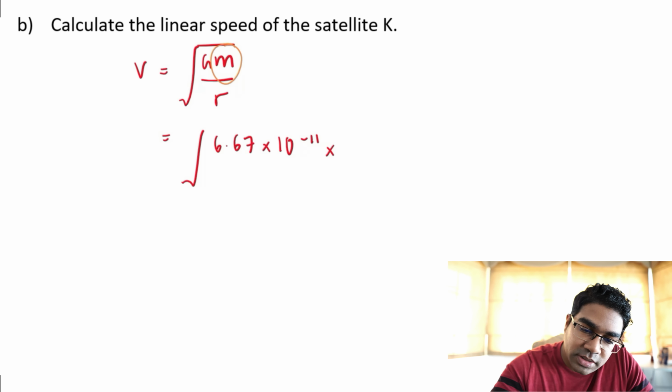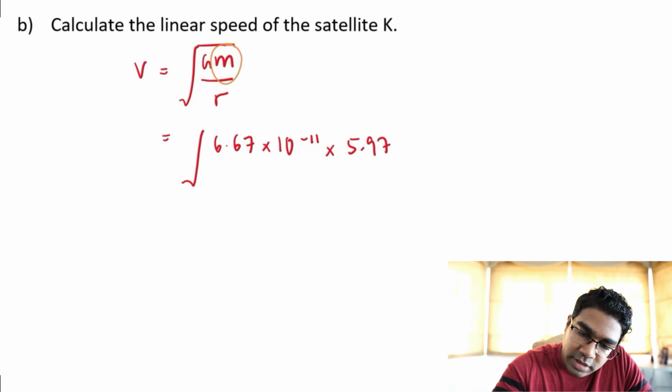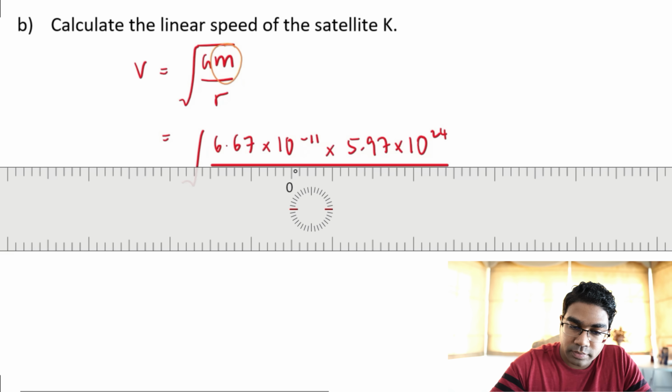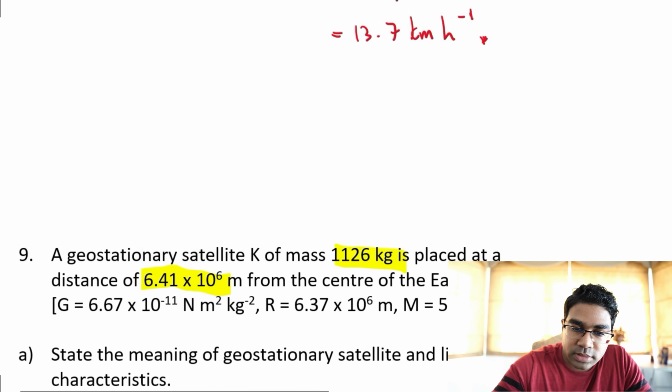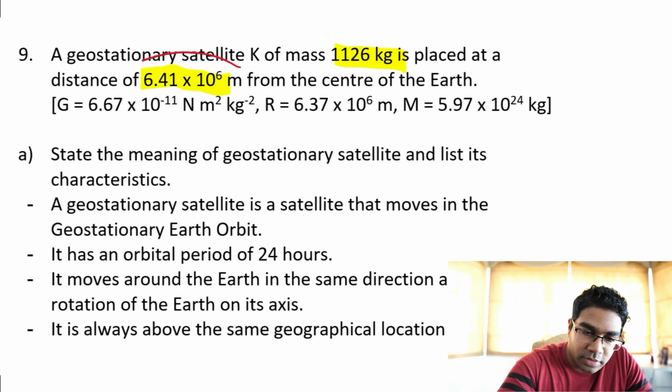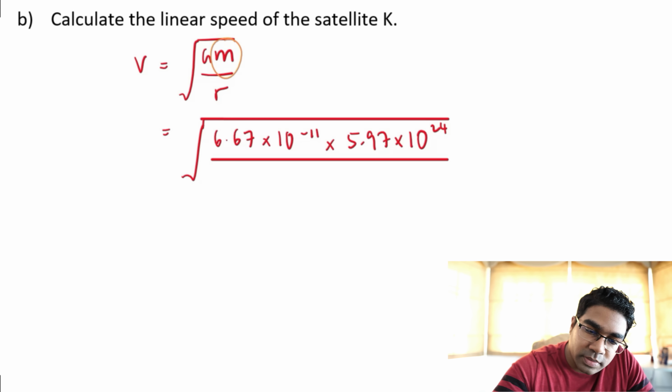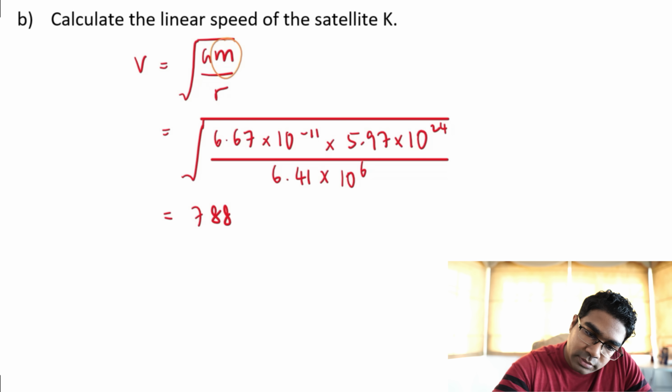So we use the mass of the Earth here, which is 5.97 times 10 to the power of 24, divided by the distance between the two centers. The distance between the two centers is also given to you. That is this value, 6.41 times 10 to the power of 6. So divided by 6.41 times 10 to the power of 6. And the answer is 7882 meters per second.